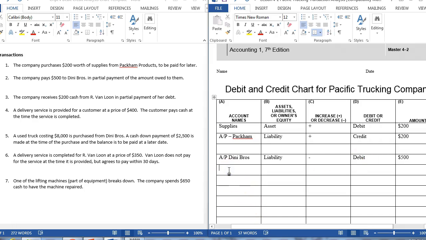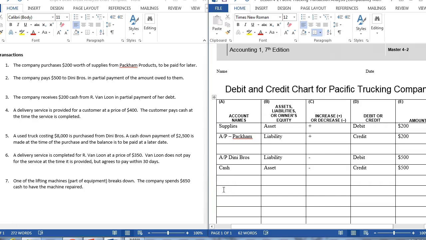The other account that's affected, we've paid them, which means that our other account that's affected is cash. Cash is an asset. This asset is going down because we're paying them, so our cash is going to go down. And cash decreases on the credit side. And if you look at your chart, you'll know that that's true. And we're going to credit it for $500. Good, so that's the second transaction that was done.